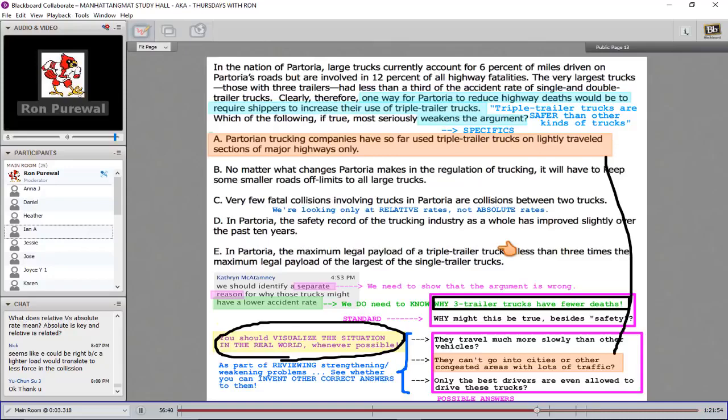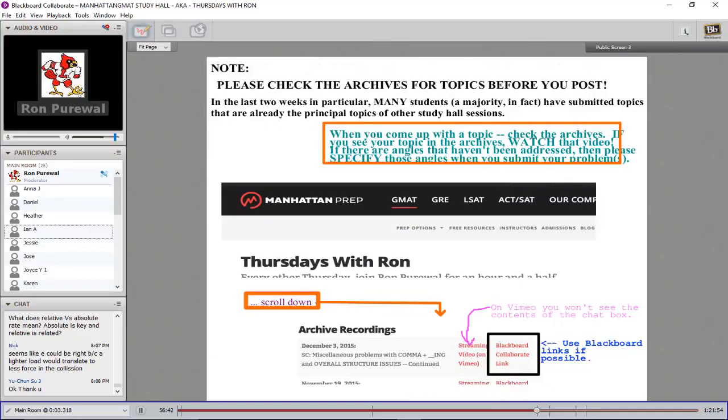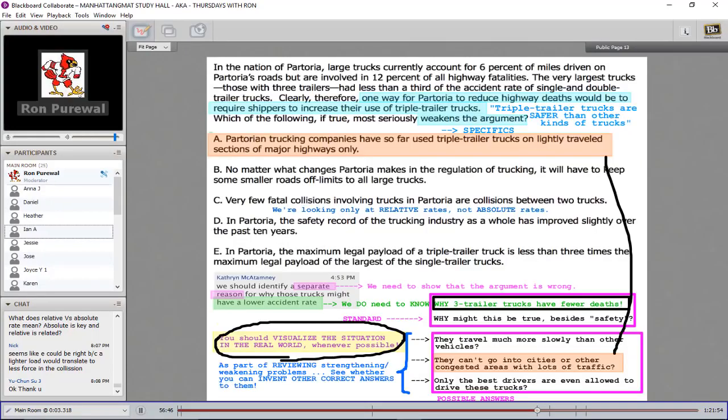Okay. Let's see. Why did we go to that? So this, the maximum legal payload is less than 3 times. The thing is, though, the way they wrote this choice, it's still heavier than the single trailer truck, right? It's not a lighter payload overall.